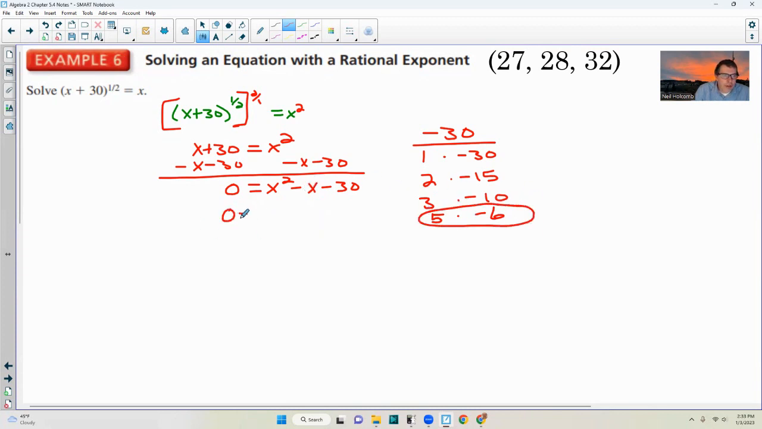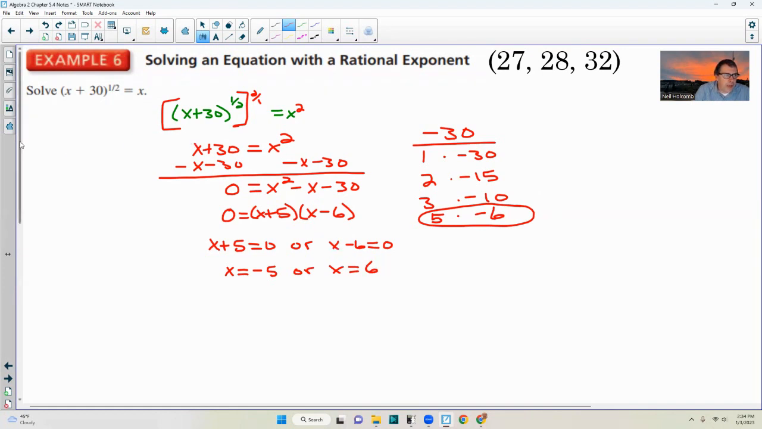So now I have 0 equals x plus 5 times x minus 6. The zero product property says to set each factor equal to 0. x plus 5 equals 0 and x minus 6 equals 0. And solve for x. x equals negative 5 or x equals 6.